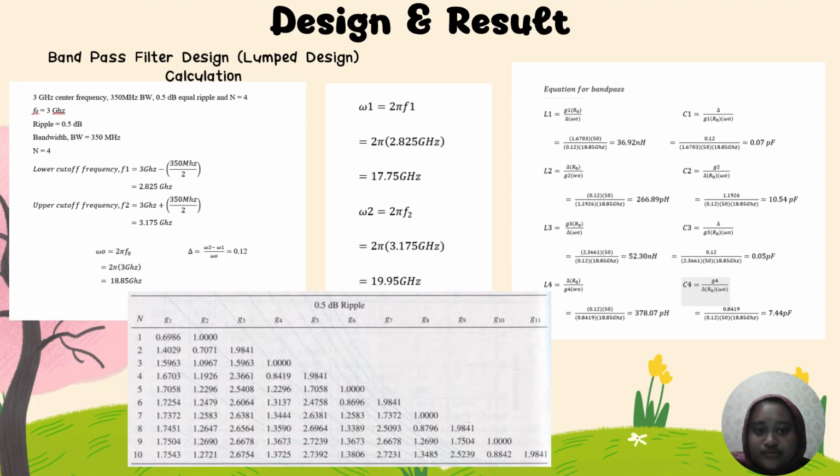Then this is the equation for bandpass. L1 and C1 are in series. The same goes for L3 and C3, while L2, C2, L4 and C4 are in parallel. As we can see in the table for 0.5 dB ripple, we use n equals 4, from G1 until G4.